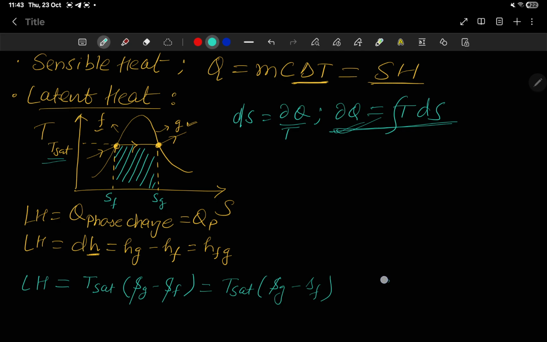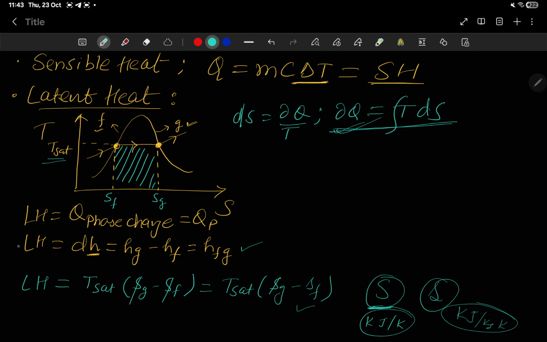We can take entropy also, or specific entropy, but the unit will be different. Make sure of this point. The unit of entropy is kilojoule per Kelvin. If I take specific entropy, the unit will be kilojoule per kg Kelvin. Both relations will be equal, so this is the general relation for latent heat.